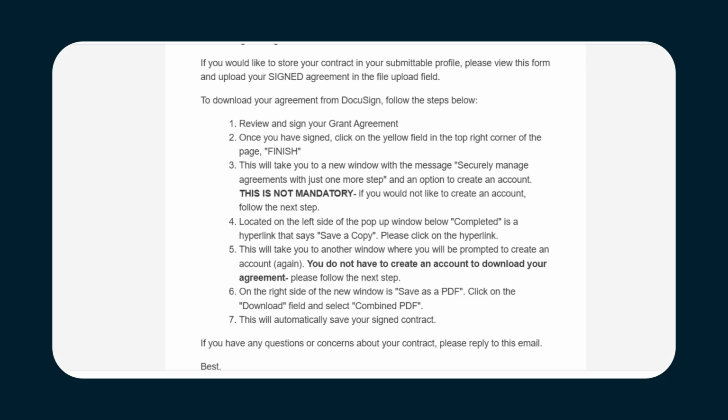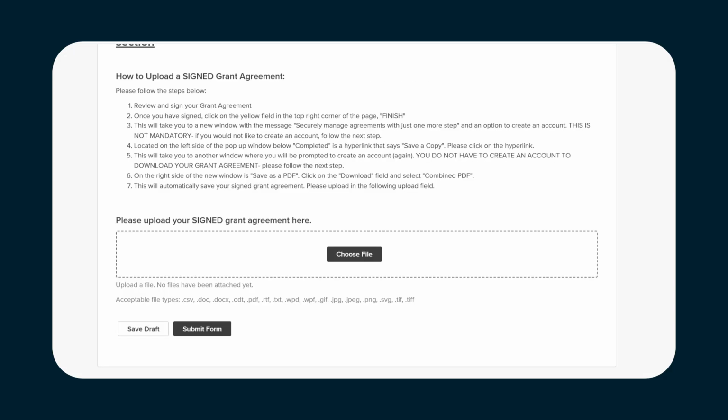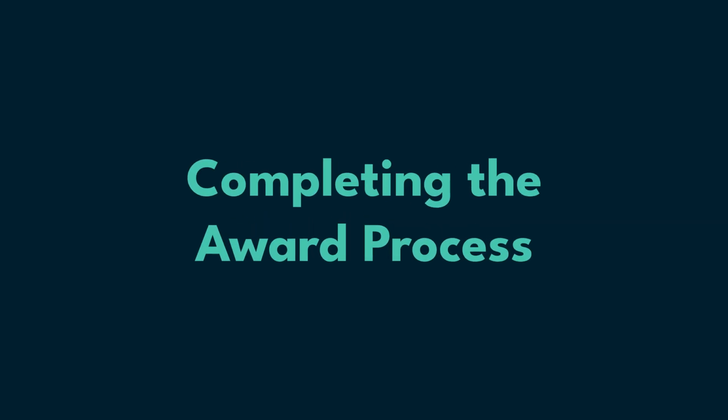We highly recommend saving your contract. The steps on how to do this are included in the email from Submittable that follows the DocuSign email. Once you have signed your contract, you have the option of uploading it through this form. If you think you might lose track of it in your inbox, this is an easy place to store it for later access.